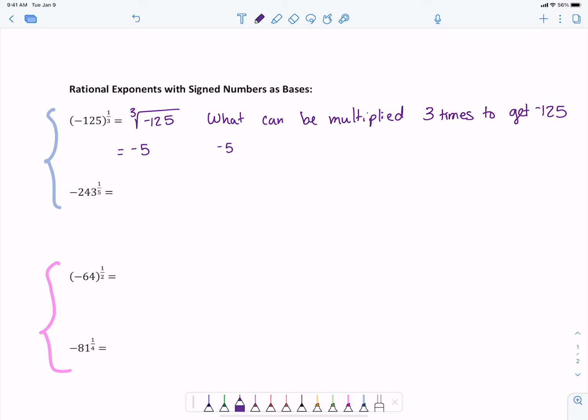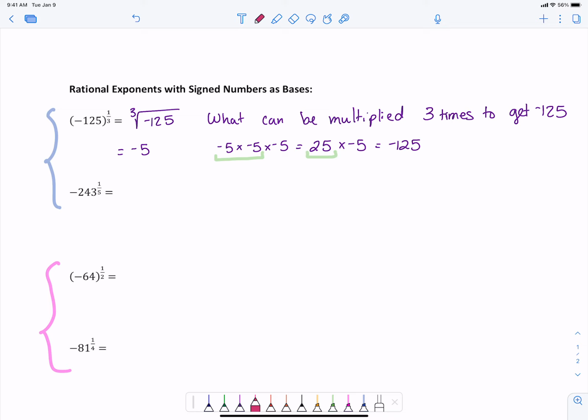So if we do -5 times -5 times -5, multiplied by itself 3 times, our first set of numbers are -5 times -5, that gives us 25. Then times one more -5, that gives us -125. So we get a real number for our answer.